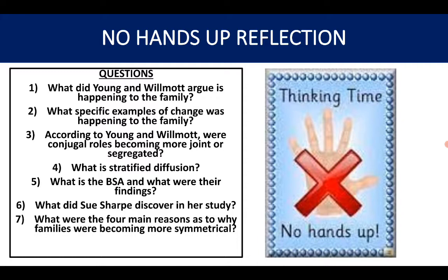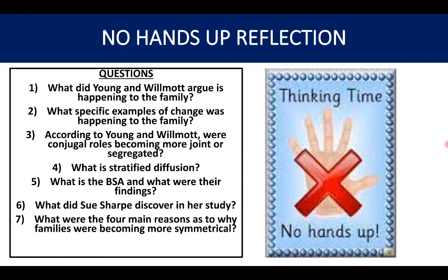What is stratified diffusion? That was very simply, again, that middle class and upper class values would eventually trickle down towards the working class. So eventually, the values, family structure and attitudes which the middle class and the upper class had would, as time progressed, seep down into the working class.